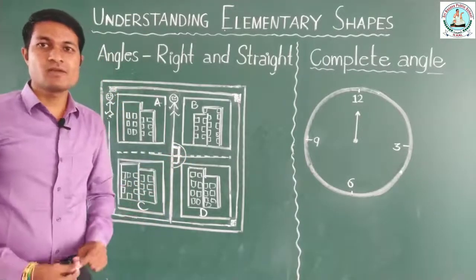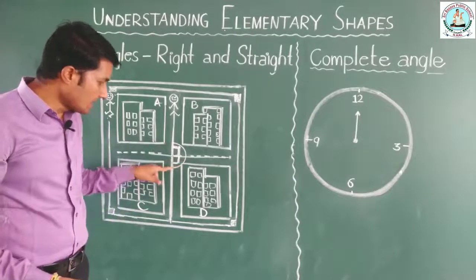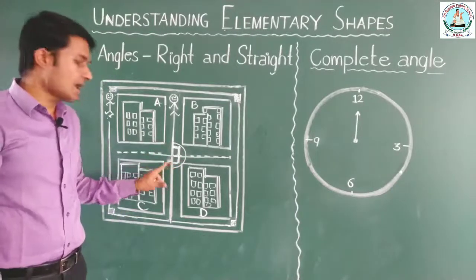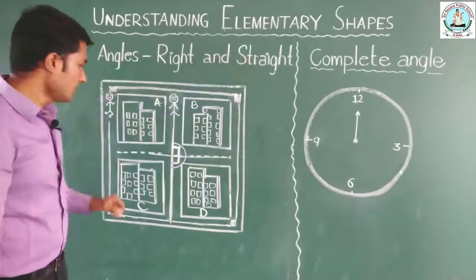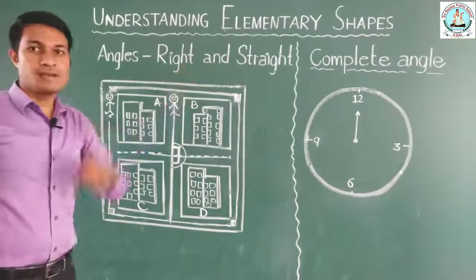If the measurement of an angle is 180 degrees like this, then such an angle is called a straight angle. Okay, let's go to the complete angle now.